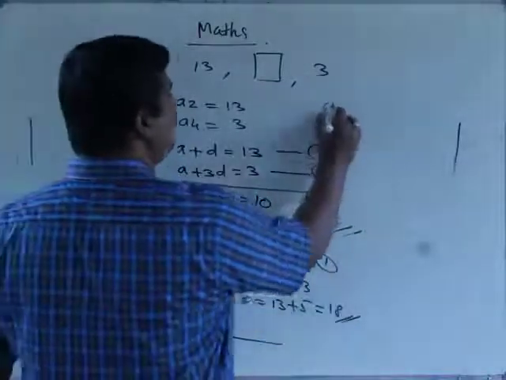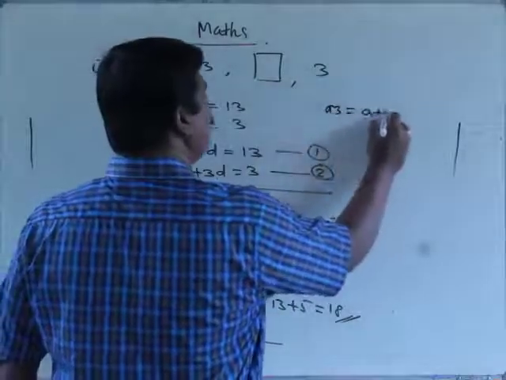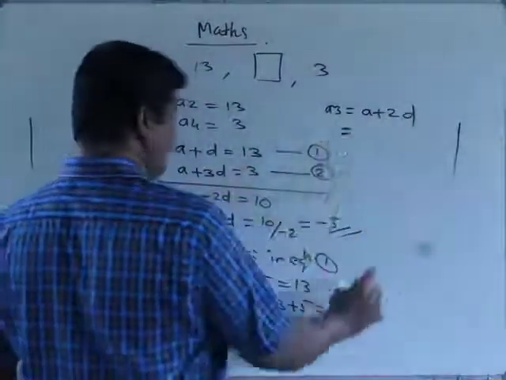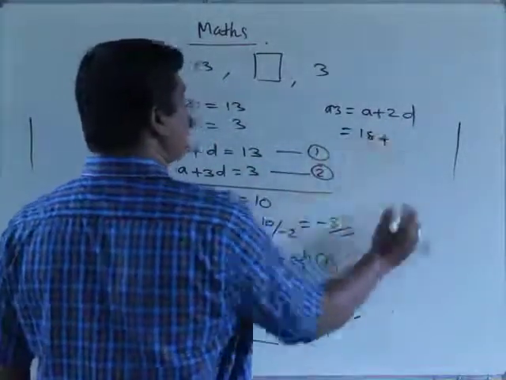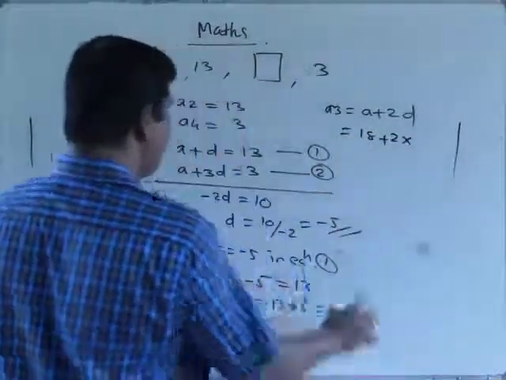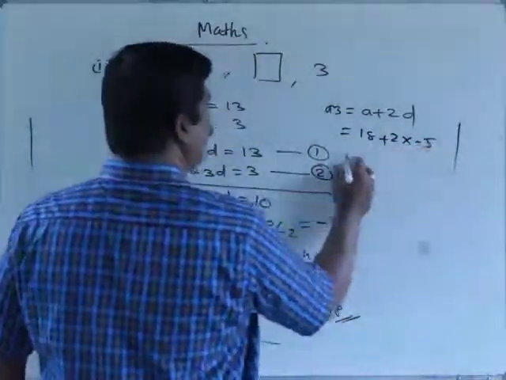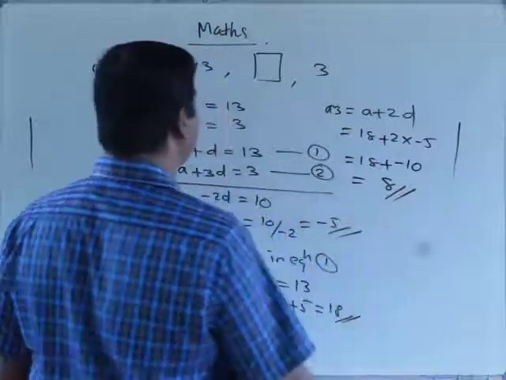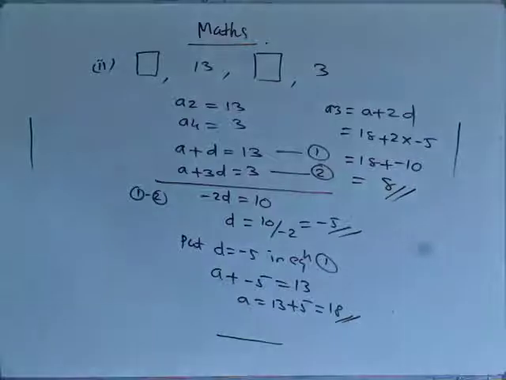Third term formula, express the formula A plus 2D. Third term A plus 2D, that is, what is A? 18. 18 plus 2 into D. What is D? D is minus 5. So 18 plus minus 10, what is the answer? 8. Okay, so 8 is the third term.